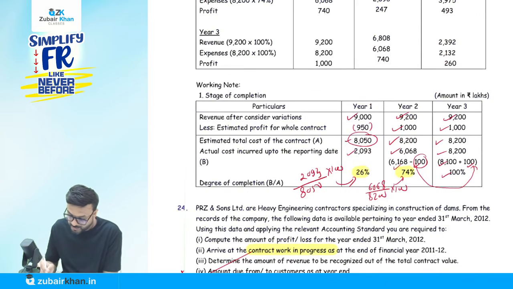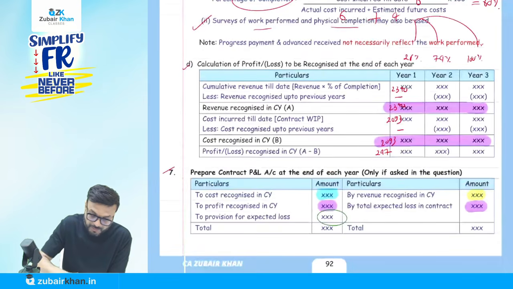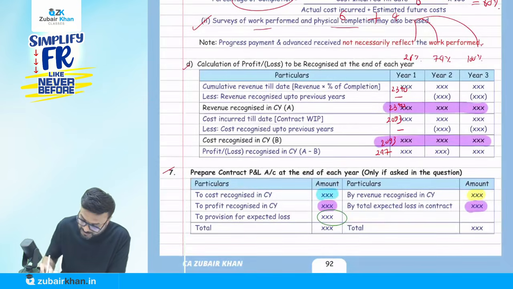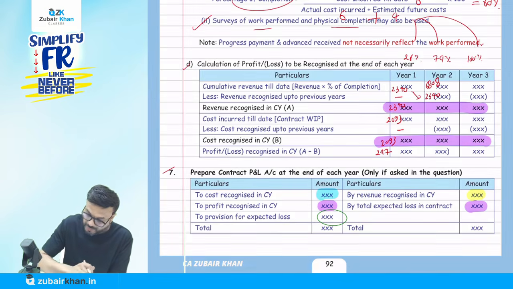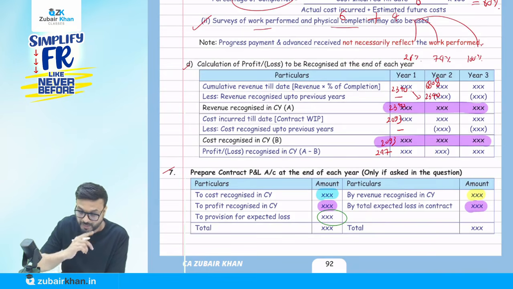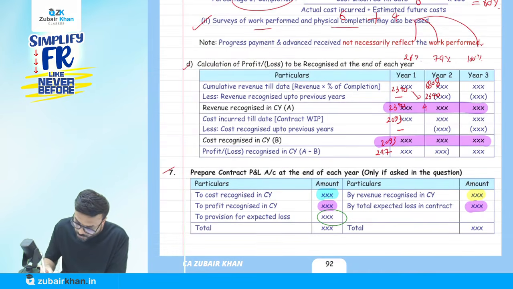Second year. How much is the revenue till that year? We are expecting 9,200. But how much work has been completed? 74%. So 9,200 multiplied by 74% is coming 6808. Now how much revenue did we recognize till the first year? Previously that is 2340. So 6808 minus 2340, how much is that coming to?